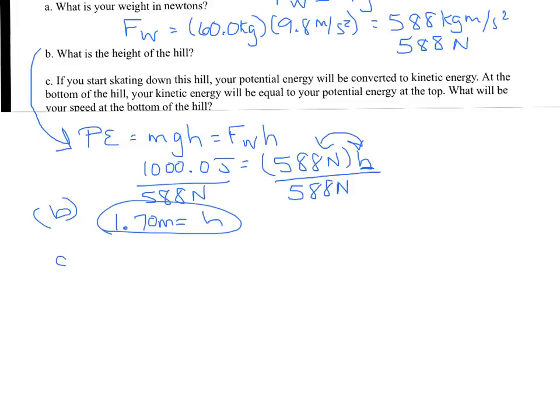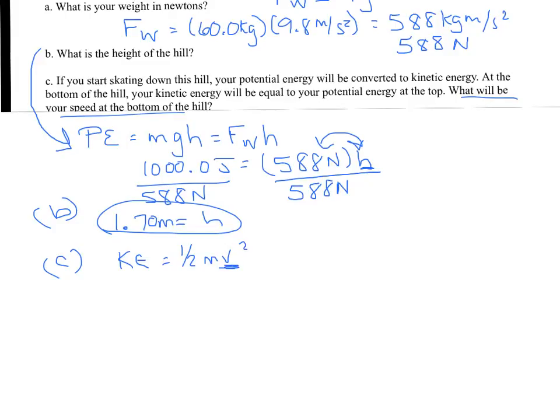Okay, on C, it says if you're skating down this hill, your potential energy will be converted to kinetic energy at the bottom of the hill. Your kinetic energy will be equal to your potential energy at the top of the hill. So what will be your speed at the bottom of the hill? Okay, so we're going to have to find kinetic energy because ultimately I want to get velocity.